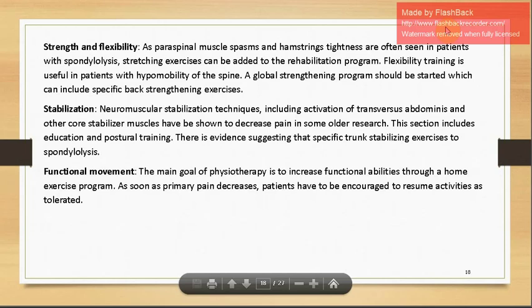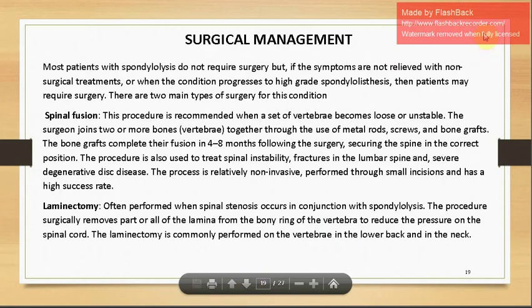Functional movement. The main goal of physiotherapy is to increase functional abilities through a home exercise program. As soon as the primary pain decreases, patients have to be encouraged to resume activities as tolerated. Now, if the conservative management is not working, then another option we have is surgical management. Most patients with spondylolysis do not require surgery, but if the symptoms are not relieved, then the condition progresses to the higher grade called spondylolisthesis, where patients may require surgery.